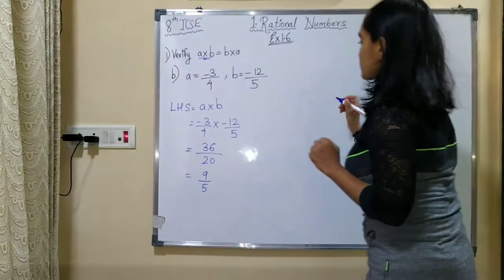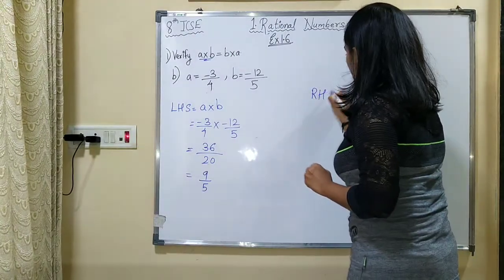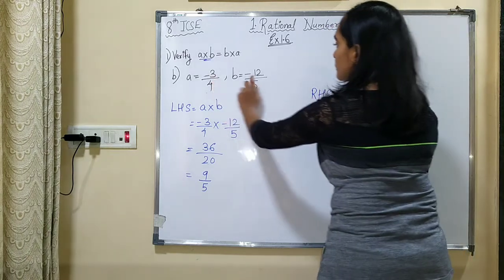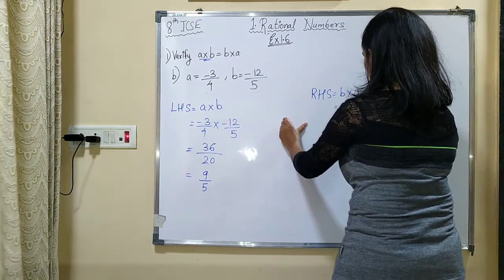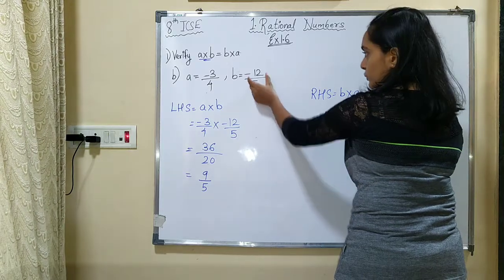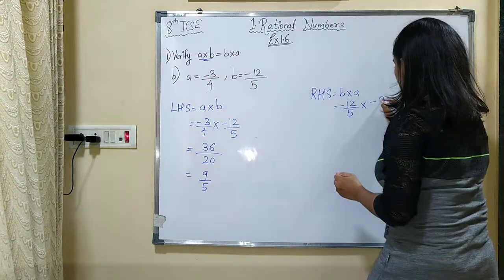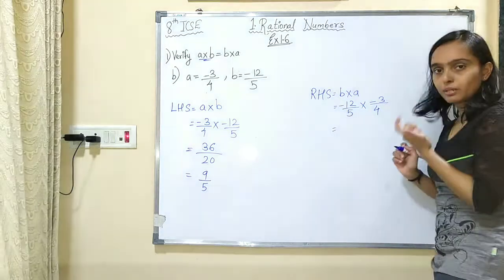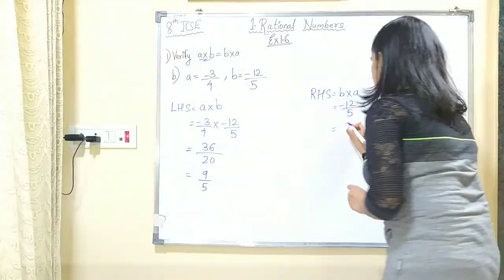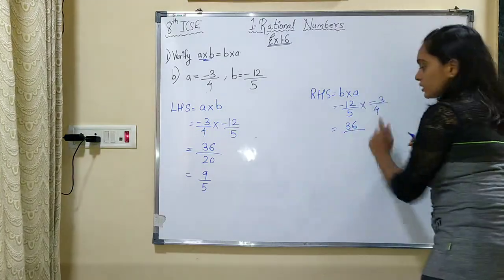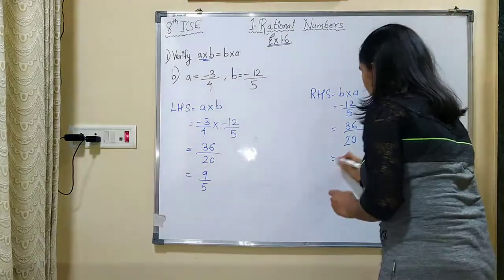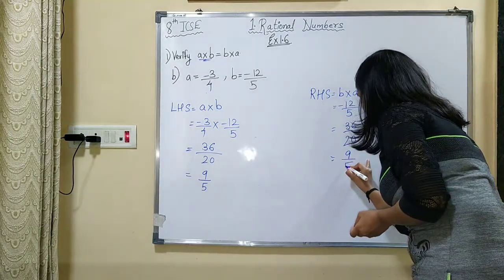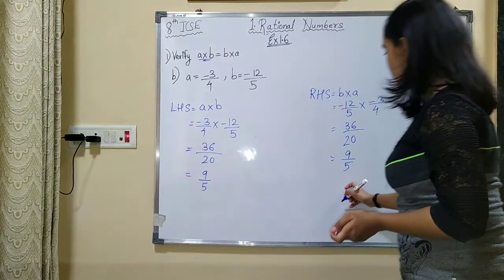Now we will do the RHS. RHS will give you b multiplied by a. So that will be minus 12 upon 5 multiplied by minus 3 upon 4. So it will give you again minus minus is plus. 12 threes are 36 and 5 fours are 20. So again by reducing it by 4 will give you 9 upon 5. So LHS equals RHS.